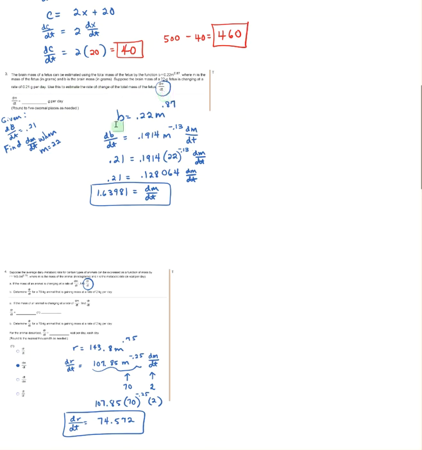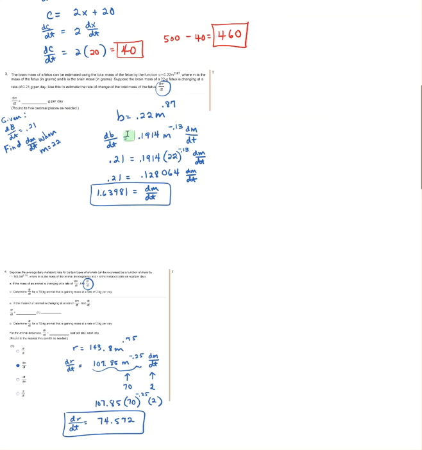So we are given that B equals 0.22 M to the 0.87. That was given right there. Now if I take the derivative of that, I've got dB/dt equals, multiply 0.87 times 0.22, you get this, M to the, when you take 1 away from 0.87, you get negative 0.13, times dM/dt.